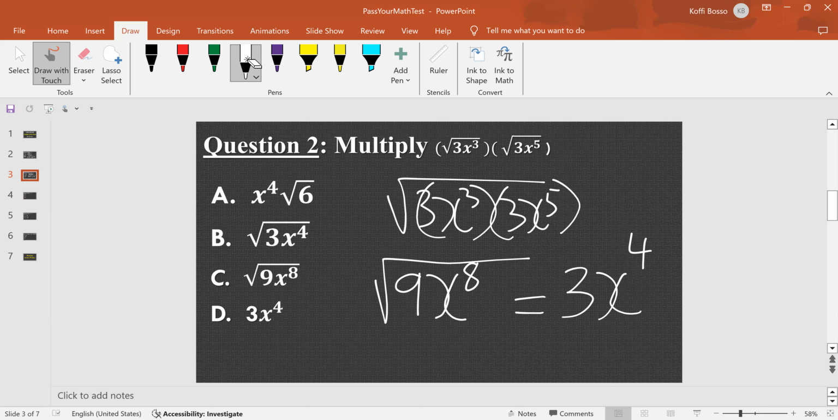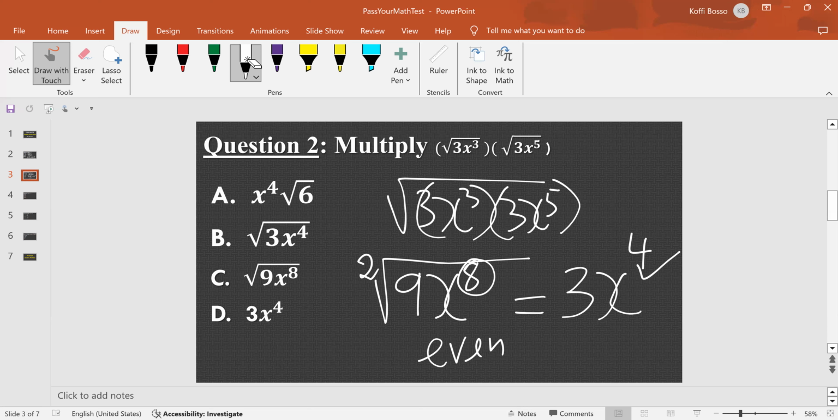So understand that there is something called index. The index for square root is 2. So every time you see something inside the square root raised to a power and the power is even, E-V-E-N, to find the square root you just divide the power by 2, which is the case here. So you divide it by 2, you get 4.